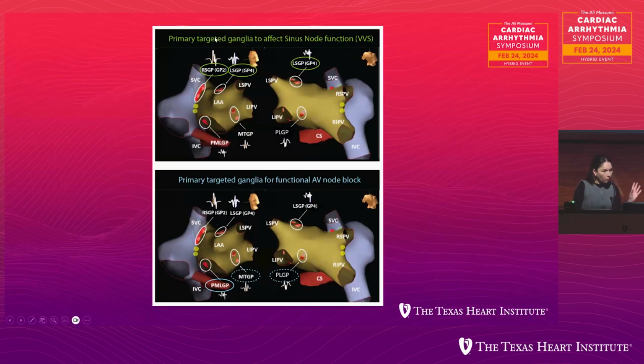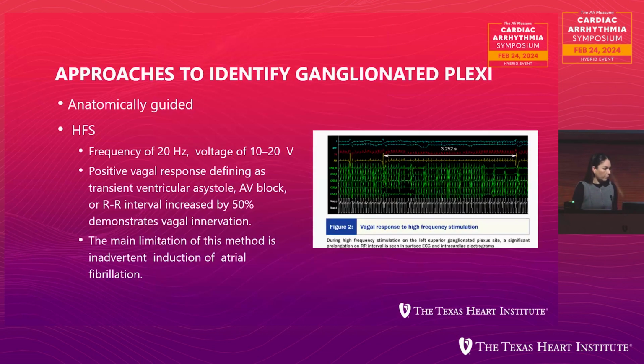And there are certain GPs that you want to target if you want to modulate more your sinus node or your AV node. The inferior ones are more geared to the AV node, and the superior ones in both atria are more geared to the sinus node. And if you have both and you want to take all of them, well, you take all of them, right? So that's anatomically where we want to go and check if there's a vagal response or if you have those fractionated signals, as I said, anatomically guided.